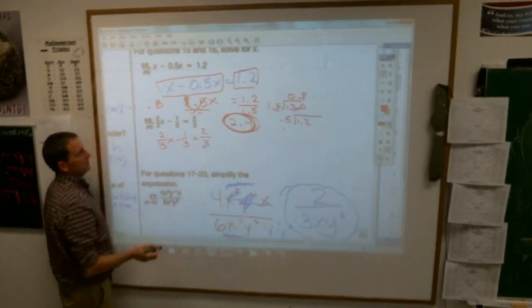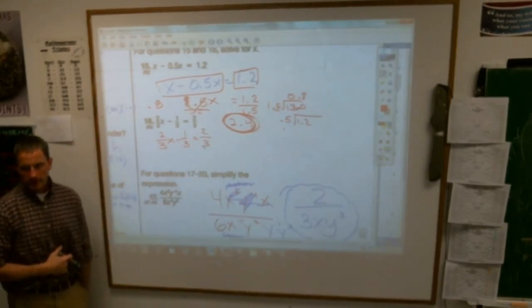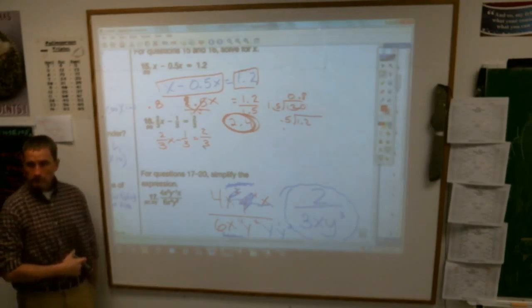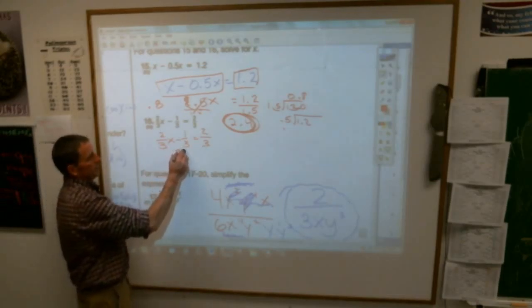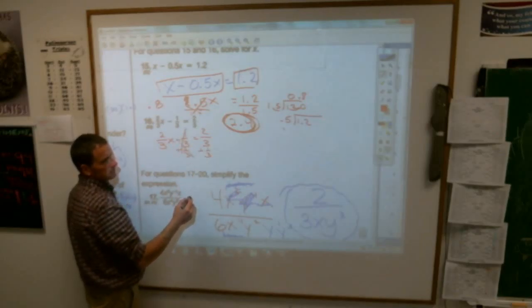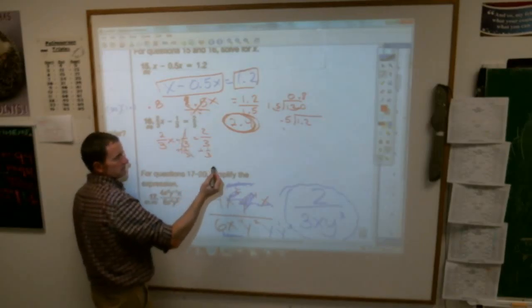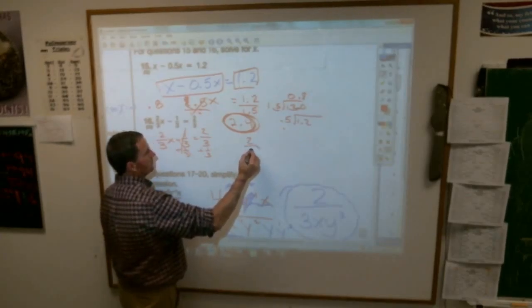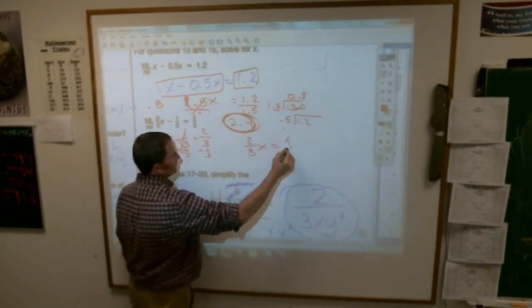Logan, what should be the first thing you do there? Add 1/3 to get rid of it on this side. What is 2/3 plus 1/3? 3/3. Okay, which is what? 1. So 2/3 x equals 1.